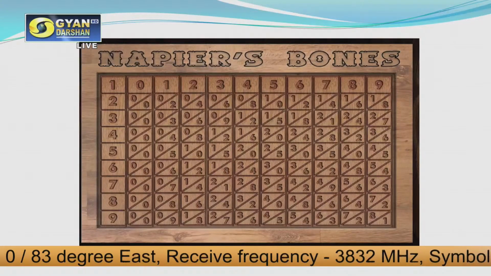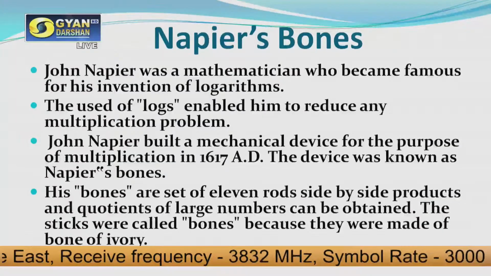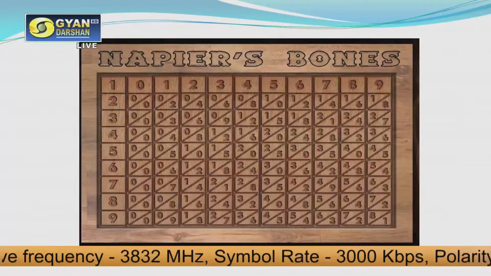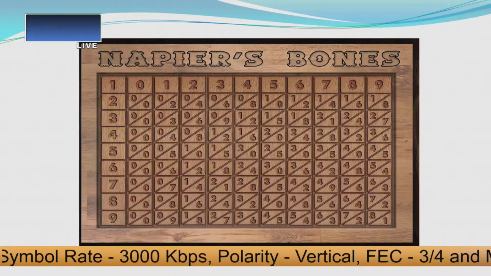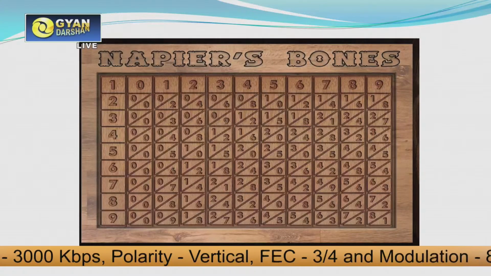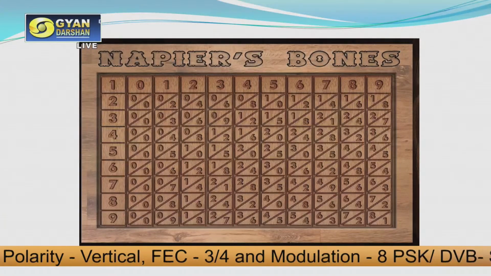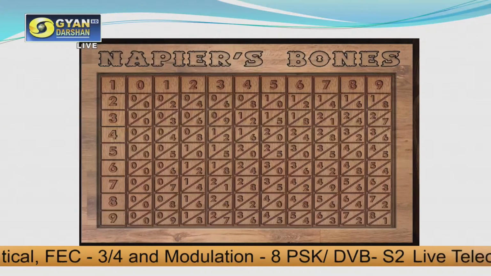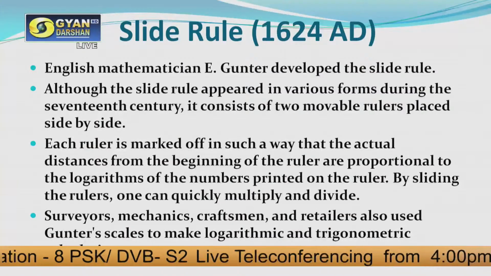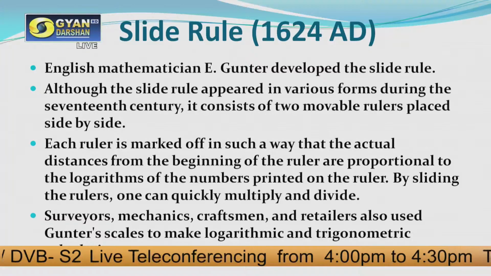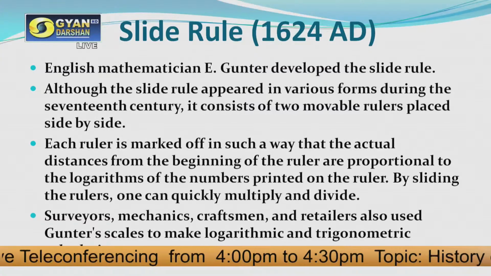You can see here, this is the illustration of Napier's bones, wherein it has 11 rods, you can see 1 to 9, and in between you have 2 times 1 and 0. So 11 rods are there over here. And this was the second interesting counting device that we can talk about. The third device that we can talk about is the slide rule, which was invented in 1624 AD.